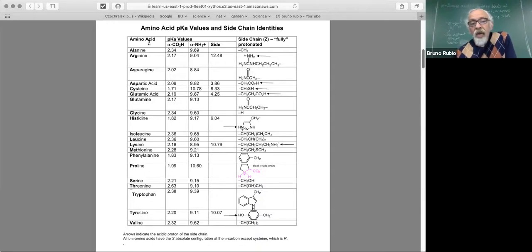Each amino acid has a 3-letter abbreviation. So alanine, for example, is abbreviated ALA. Glycine, for example, is abbreviated GLY, and so forth. This is the older system of abbreviation of the amino acids.